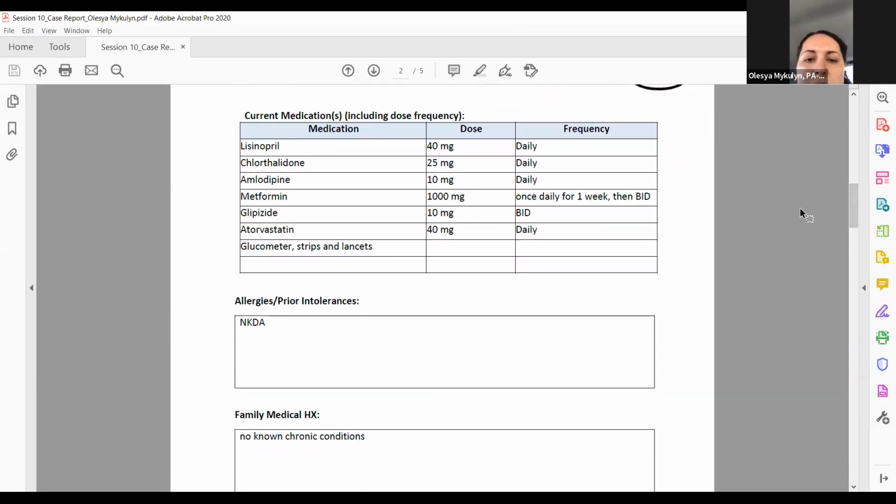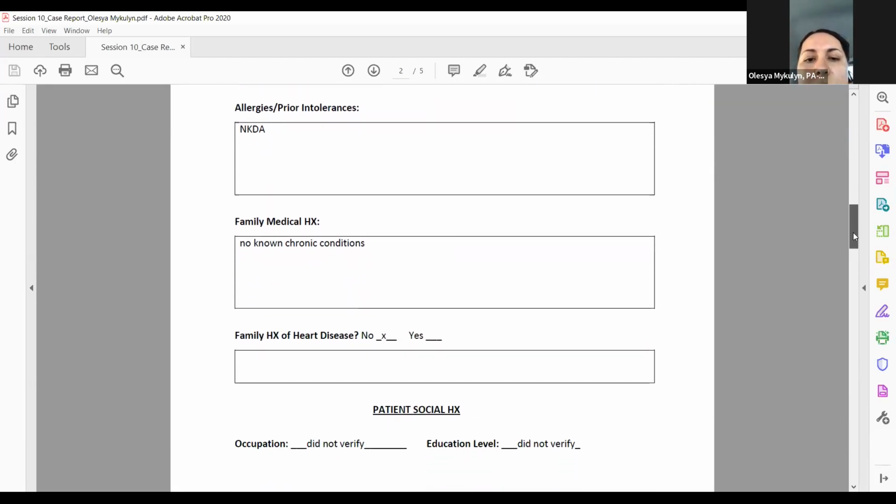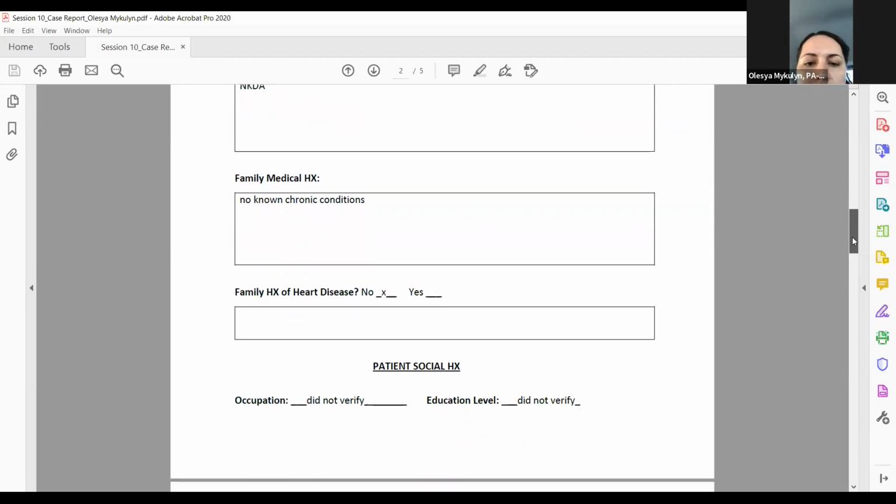The medications, he was started on lisinopril 40 milligram once a day, chlorthalidone 25 milligram once a day, amlodipine 10 milligram once daily, metformin 1,000. He was going to titrate to twice a day use. Glipizide 10 milligram, also titrate up to twice a day use, and atorvastatin 40 milligram once a day. He did not have any drug allergies or prior medication use.